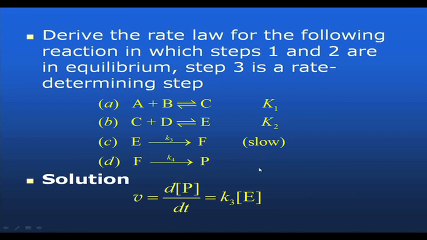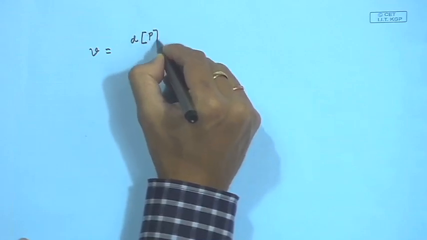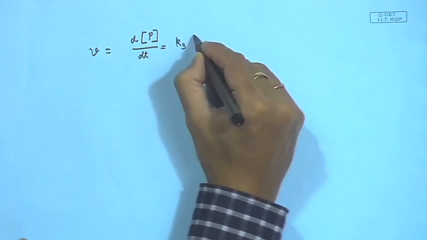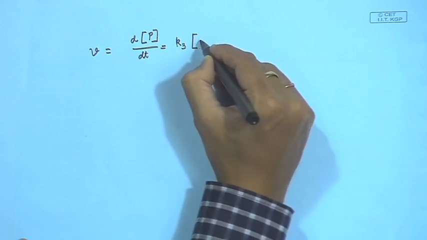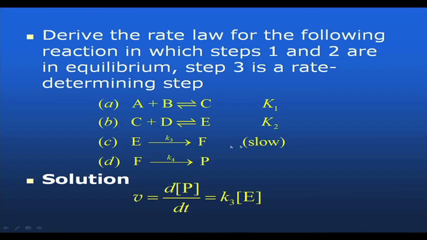So, the product formation rate, that is the velocity, is equal to d[product]/dt, which is k3 into [E], because here this is the slowest step. So, this is your product. Since the other steps happen fast, your product formation will depend on this step. Therefore, d[product]/dt is nothing but k3 into the concentration of E.